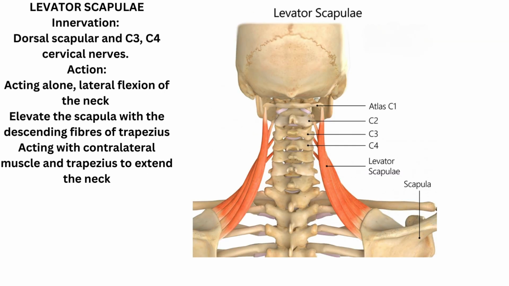Levator scapulae is innervated by dorsal scapular and C3, C4 cervical nerves. The actions of levator scapulae include lateral flexion of the neck while acting alone. It acts with the descending fibers of trapezius to elevate the scapula, rotating the glenoid cavity inferiorly, or resisting forces that would depress it, as when carrying a load. Also, it acts with contralateral muscle and together with trapezius muscle to extend the neck.